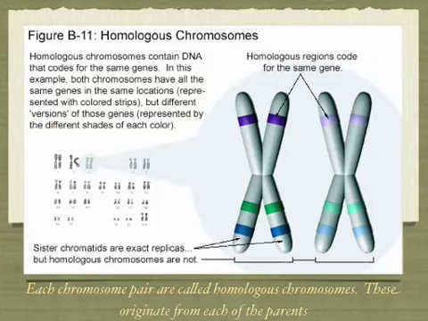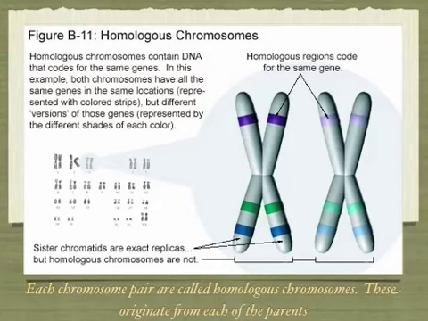We call each pair a homologous pair of chromosomes. They are homologous, prefix homo means same, in that they contain the same types of genes. So they might contain, say, a gene coding for the color of your hair, but they don't necessarily have the same exact version of that gene. One might code for brown hair while the other might code for black hair.